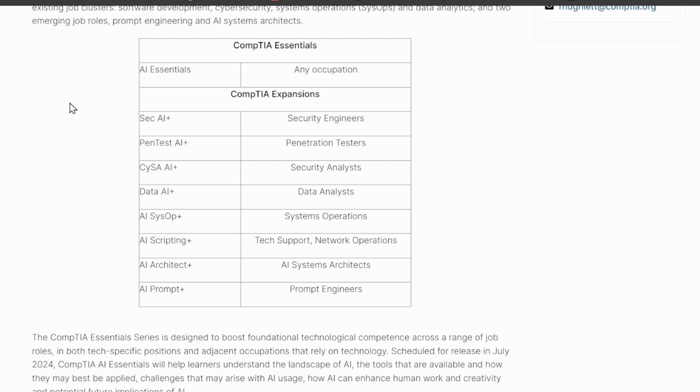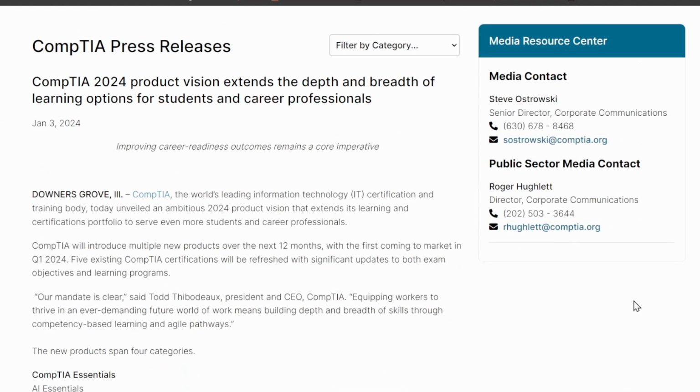Press release number two, this is actually from earlier in the year, January 3rd, 2024, but we didn't do a video on it. We didn't talk about it at all. So this is talking about not just their AI, because AI is just one little part of what they're rolling out. They're basically doubling their certifications and then some. It's a very, I think they even say, ambitious 2024 product vision, doubling all of their certifications.